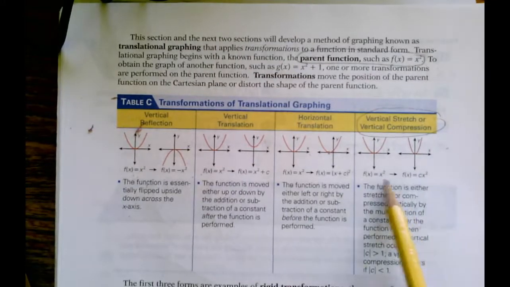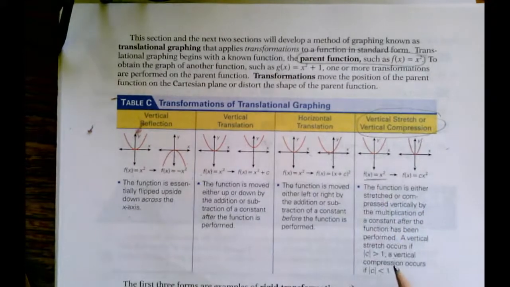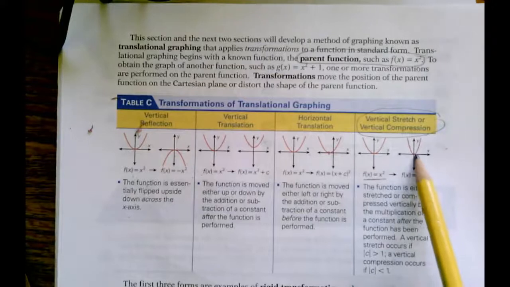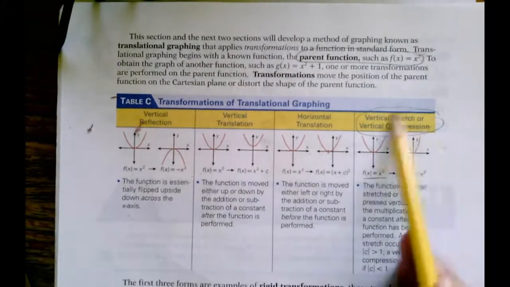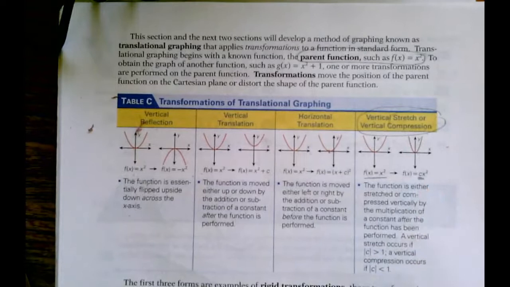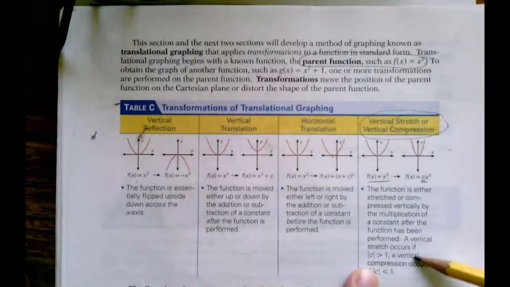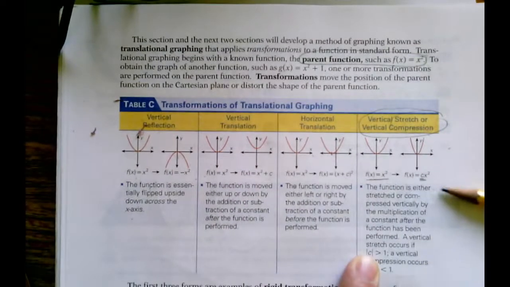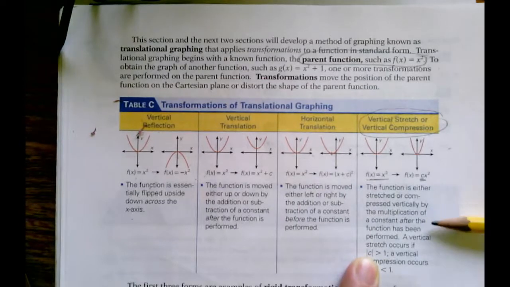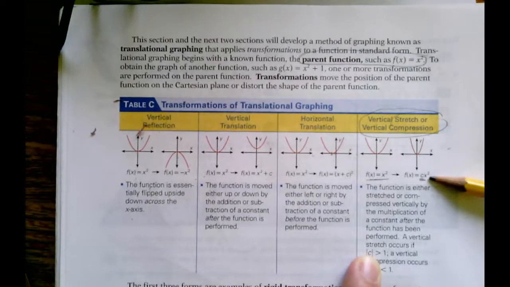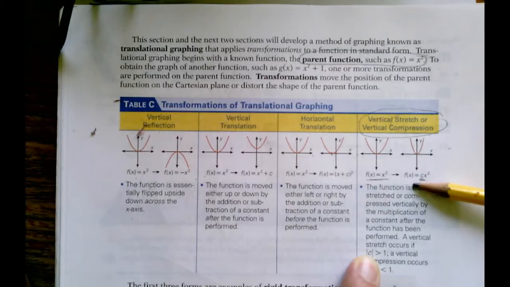So if we have our original function again, f of x equals x squared, vertical stretch or compression, either one, are when you multiply your x squared by a factor. So if we look here, it says the function is either stretched or compressed vertically by the multiplication of a constant after the function's been performed. So it's after you square the x that it gets multiplied. That's what's important here. After it's squared. So in this you would square the x first, and then you would do that.